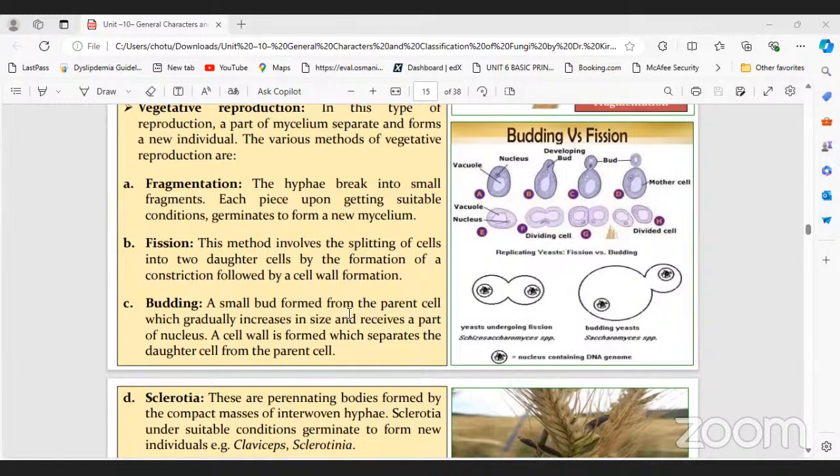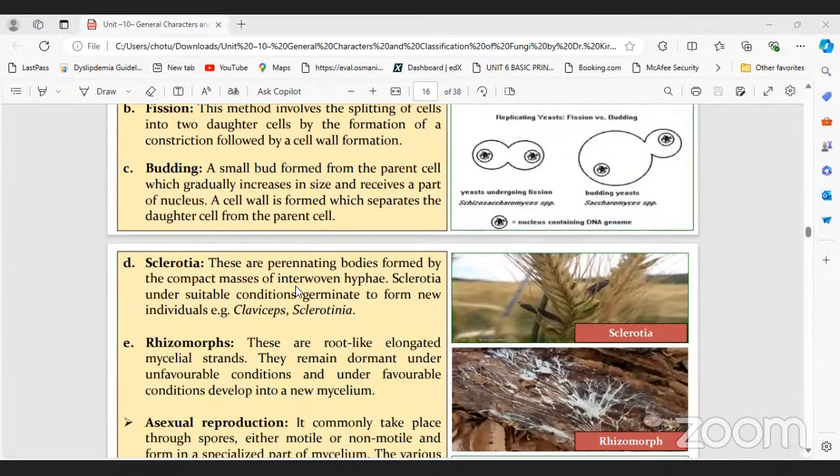In yeast, a soft zone appears on the cell wall. You can observe the soft zone on the cell wall, which bulges out, constricts, and finally pinches off to form a daughter cell from the mother cell. Budding may occur on spores also. These three are the methods; next one follows.